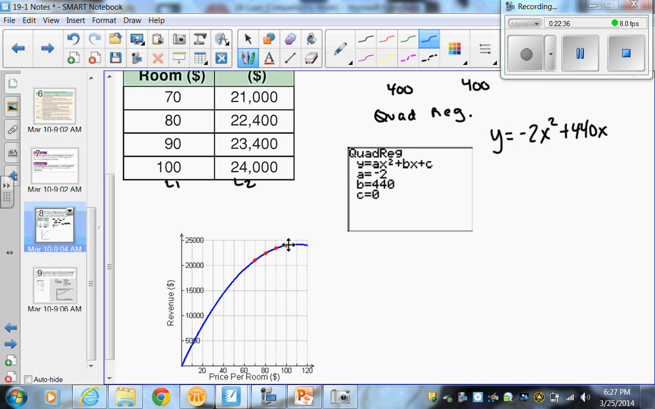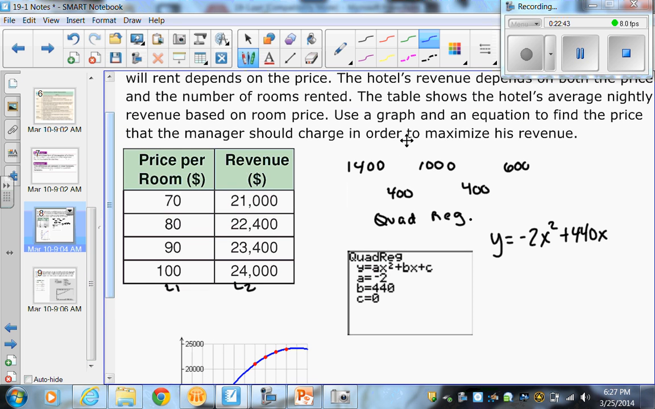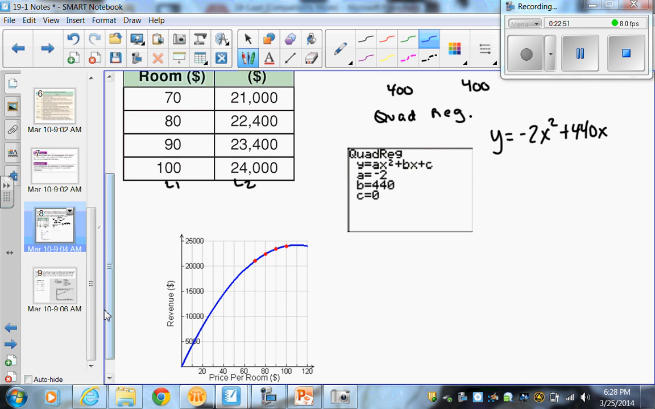And then once I have my graph, I can calculate the maximum point. And why do I want to calculate the maximum point? Because the question says, use the graph and equation to find the price that the manager should charge in order to maximize his revenue. So now I'm going to go back under second, calculate maximum. So I'm going to calculate this maximum point up here.